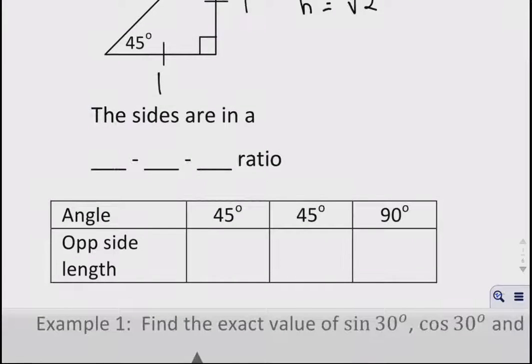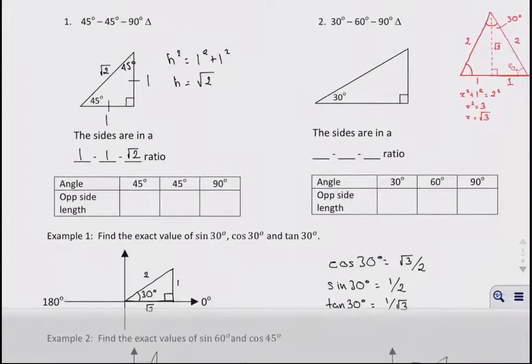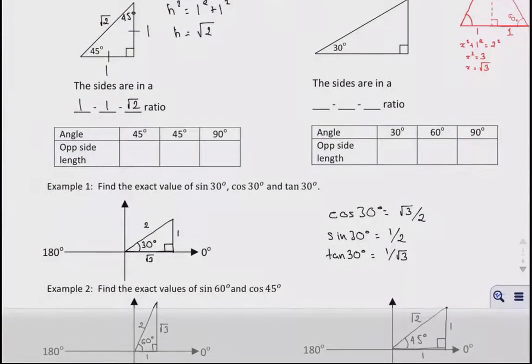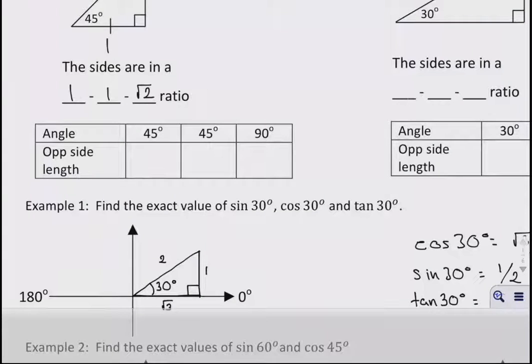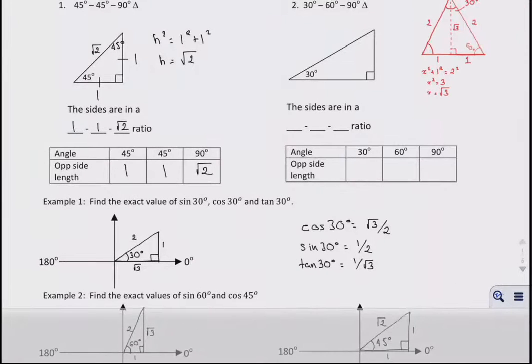So we say that these sides are in a 1 to 1 to root 2 ratio. Okay? And if you actually look at the angle and its opposite side, we know that 45 is going to be 1, 1, and 90 is going to be root 2. Again, this is all just based on the diagram I have in front of me.